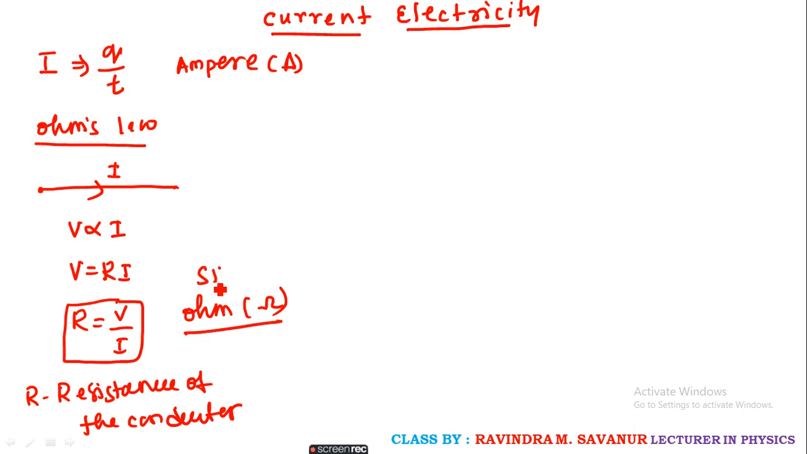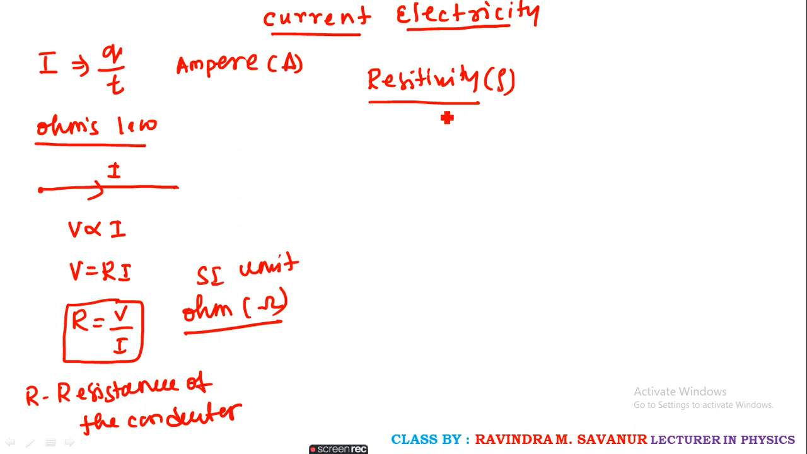This is the symbol of the unit of resistance. Soon after this, we discussed resistivity. The resistivity symbol is rho. What does this resistivity tell?